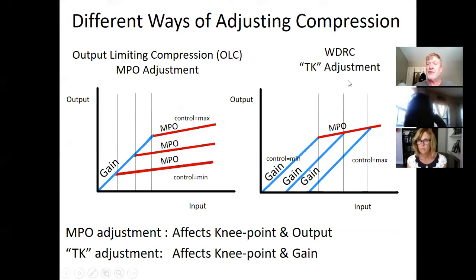But WDRC, the control or adjustment is gain for soft sounds to imitate the outer hair cells. Output limiting, the focus is on limiting the maximum power output.